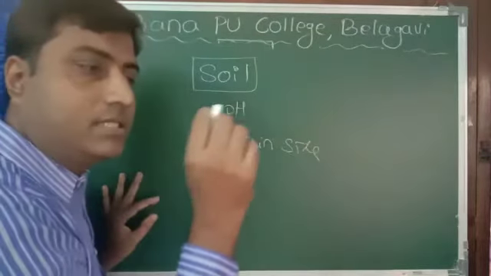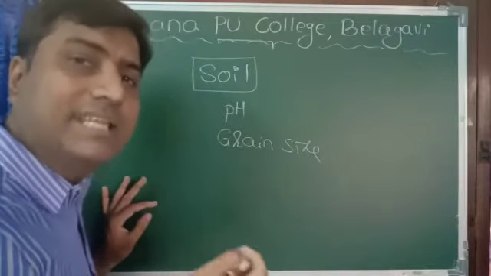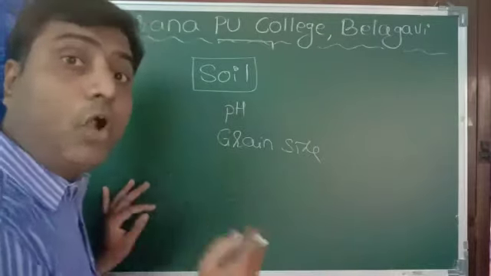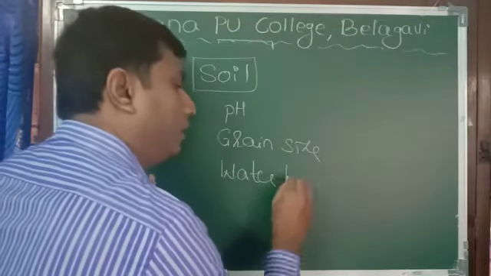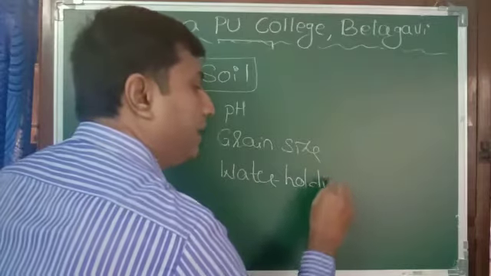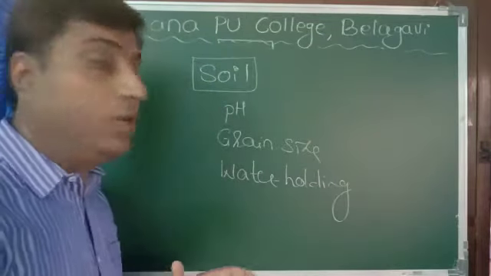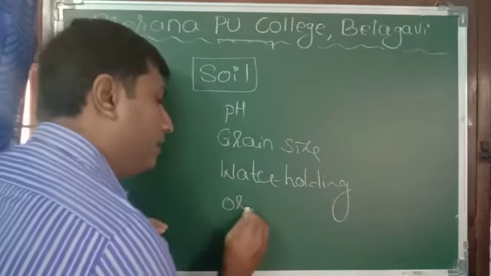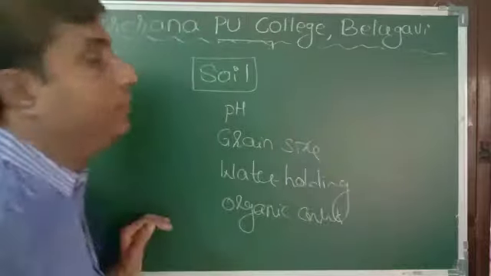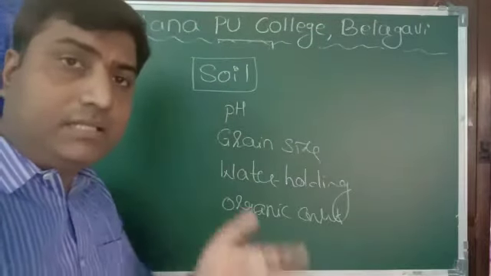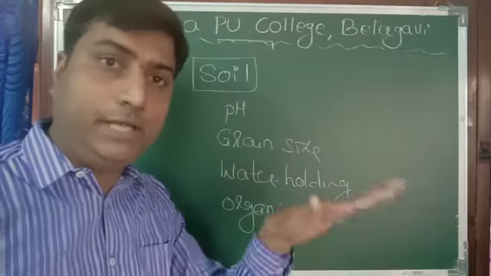If the grain size is larger, we call them sand. If it is very small, we call them clay, silt, like this. Then the water holding capacity of the soil, percolation of water in the soil, organic content of the soil, and so many things. See, there are some organisms which live inside the soil, maybe bacteria and all that.